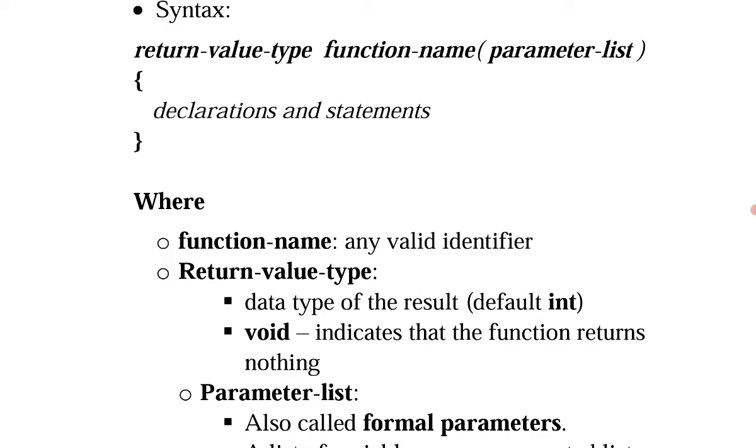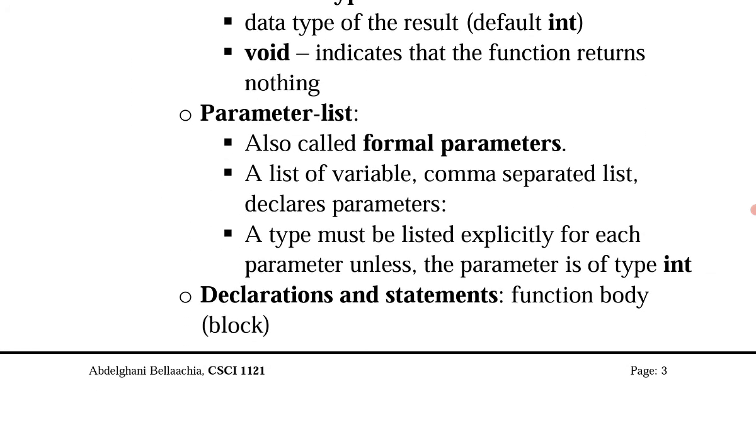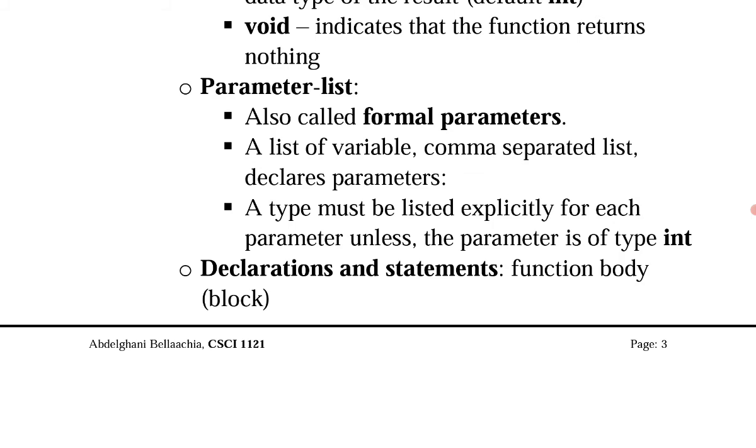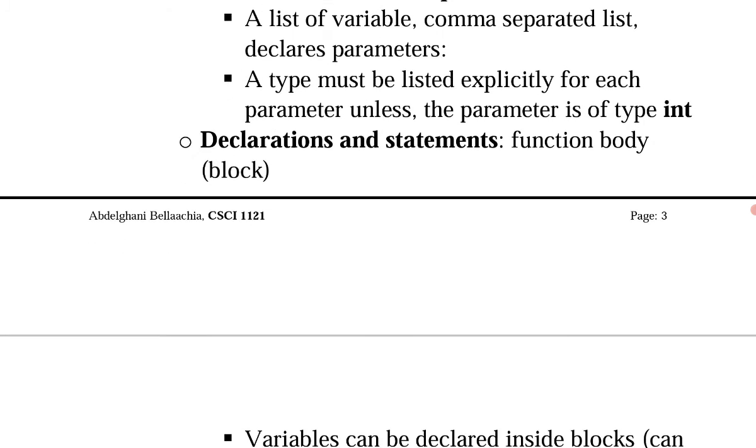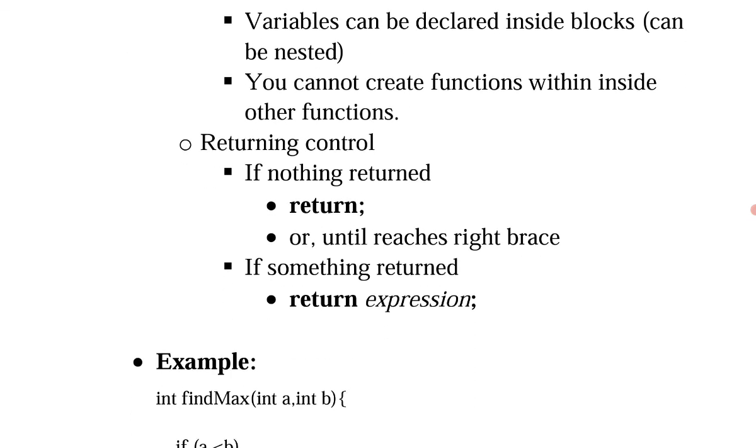Next, function name is any valid name of the function. Return type: generally all functions may return some values to the main program. Data type of the result, the default is integer. Void indicates that the function returns nothing. Next is the parameter list or argument list, also called formal parameters: a comma separated list of variables that declares parameters. Type must be listed explicitly. So this is the declaration syntax.